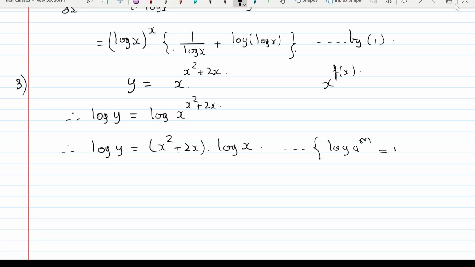साक्षी समझ रहा है? No, not understanding. फास्ट जा रहे हो? ओके, ठीक है. We'll slow down. Log a raised to m is equal to m log a.